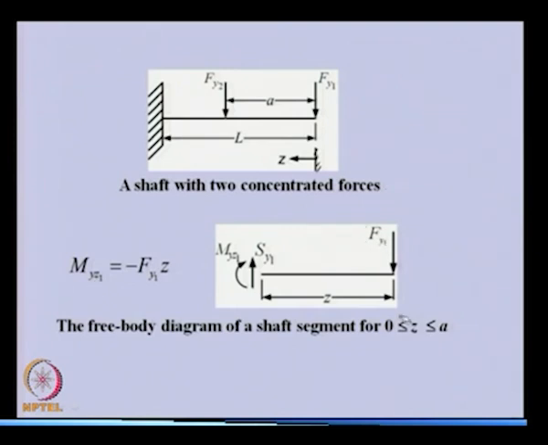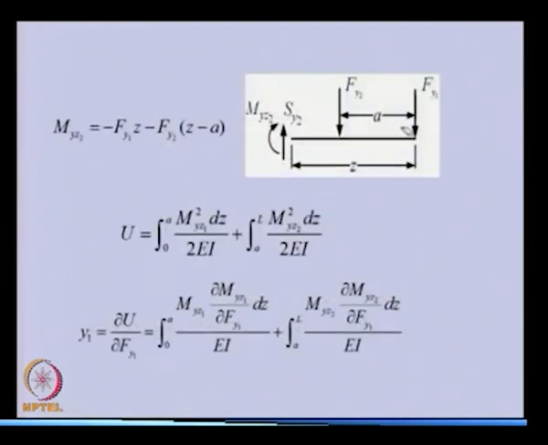For the first segment from 0 to A, this is the free body diagram, this is the bending moment and shear force. If we take the balance, this is the bending moment for the first shaft segment. Similarly, we can get it for the second. In this particular case, Z is varying from 0 to A for the first segment, and from A to L for the second.